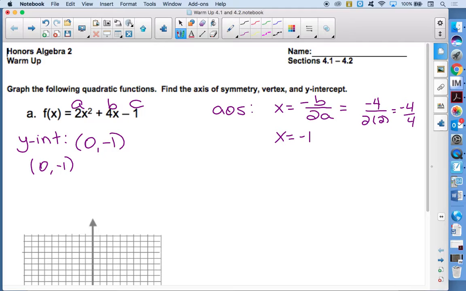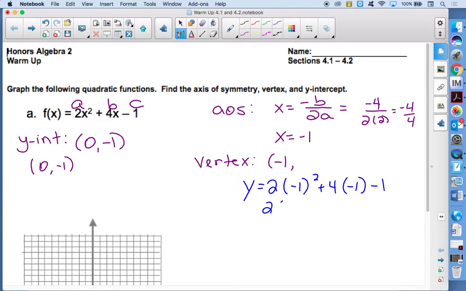So the last thing we need is the vertex. How do we get the vertex? Sarah? Yeah, so this is the x of the vertex. It's also the x of the axis of symmetry. So you're plugging in the -1 into the equation. So the equation has a 2, x is now -1, and then a 4 with a -1, and then -1 up by itself. When you square a negative number, it's always positive. So that's now 2 times 1, -4, -1.